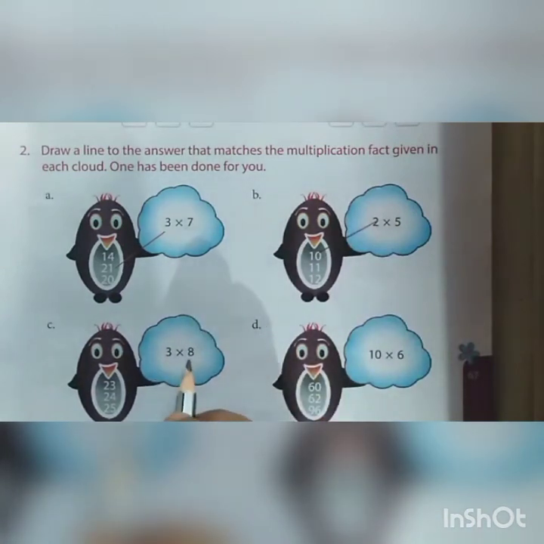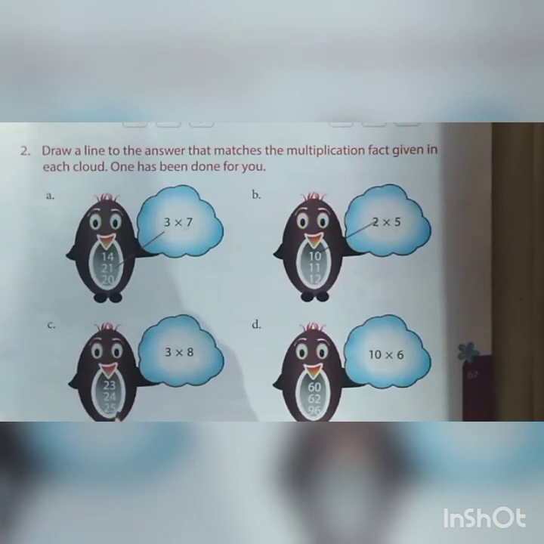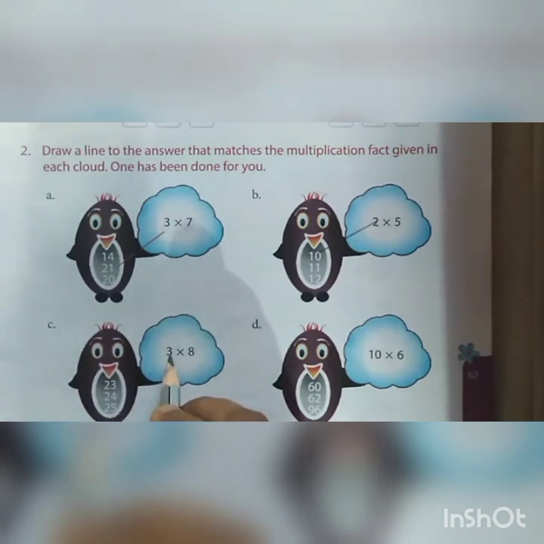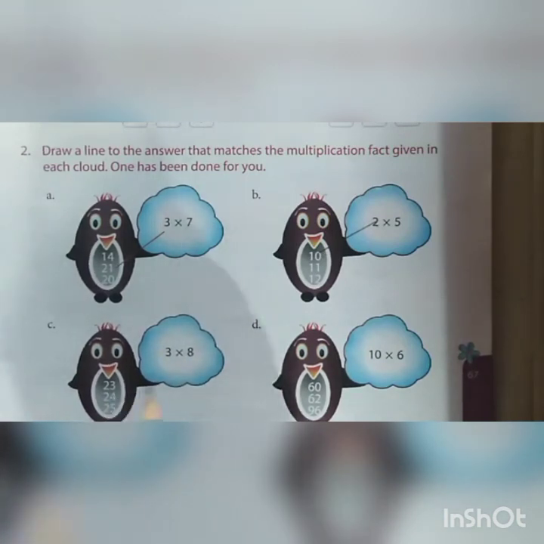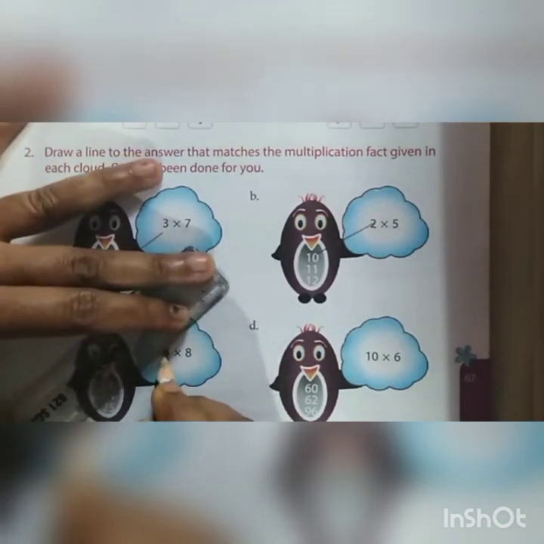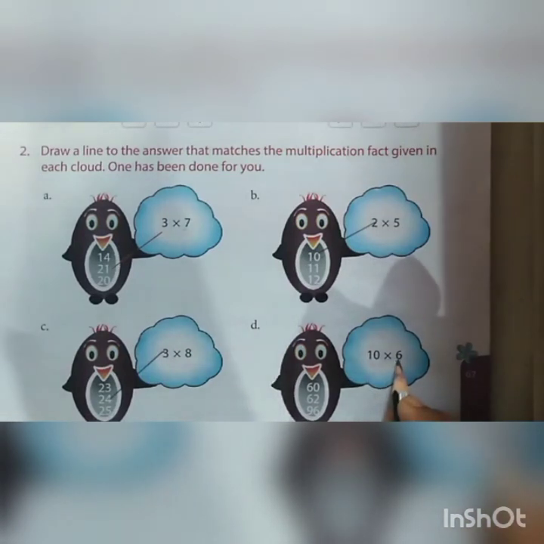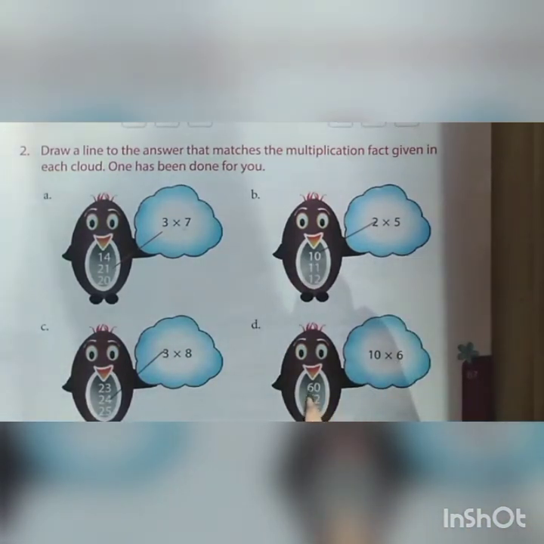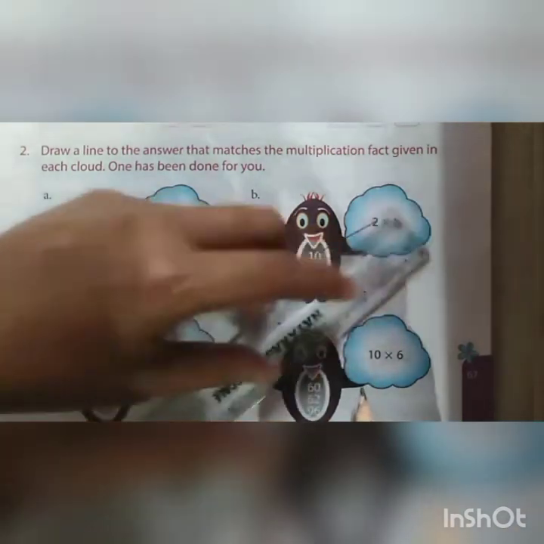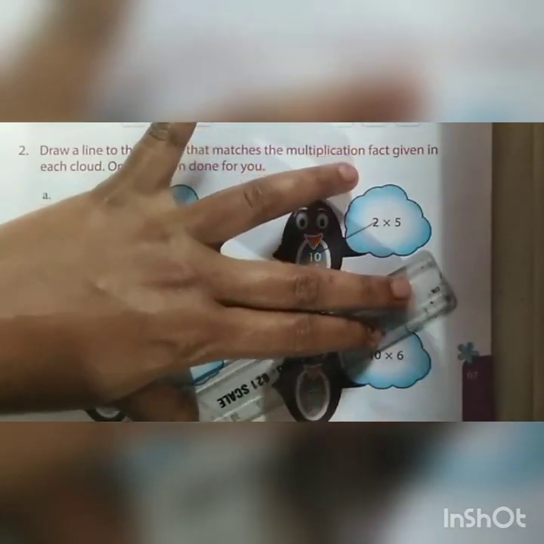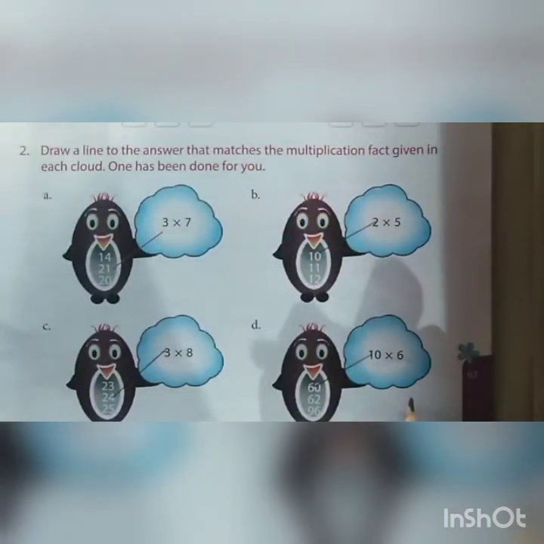Next question is 3 into 8. Here the options are 23, 24 and 25. Say the table of 3 for 8. So we can say the table of 3 and 3 8s are 24. So the correct answer is 24. So match 24. Next is 10 into 6. Here the options are 60, 62 and 96. We know that 10 6s are 60. So match the correct answer. So the answer is 60.